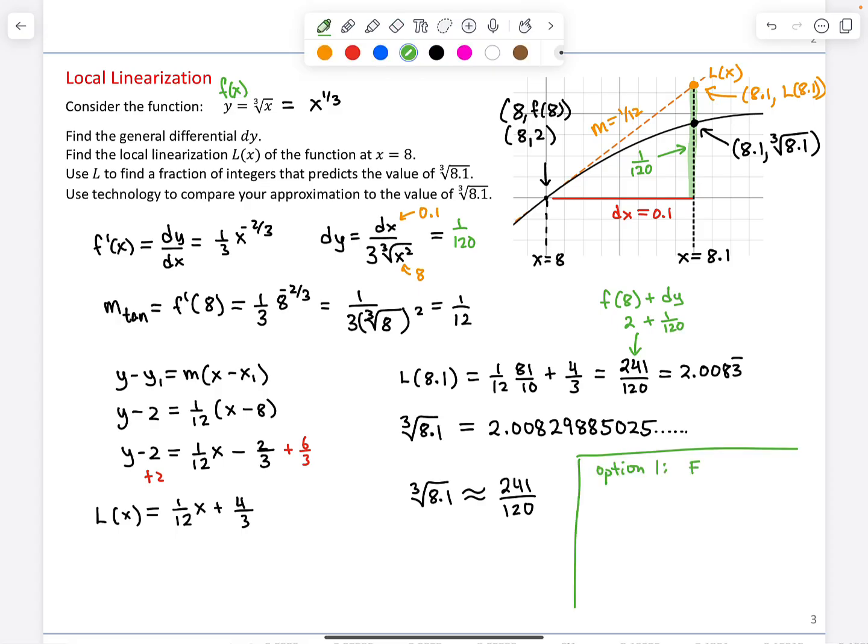In summary, option 1, find the local linearization, then compute L of 8.1. This is the way we did it first. Option 2, find the differential at x equals 8 and when dx equals 0.1, then compute f of 8 plus that differential. Okay, let's go to the next page.